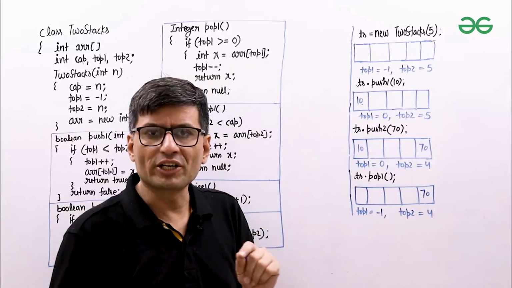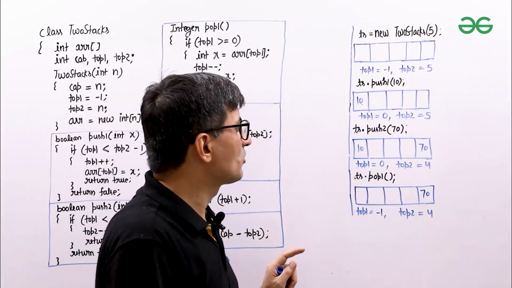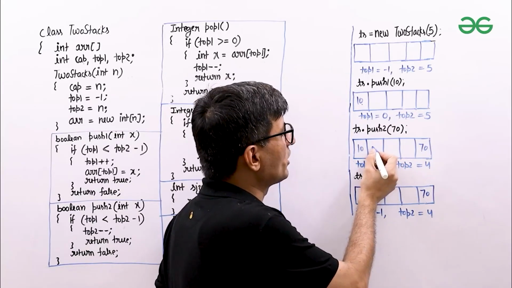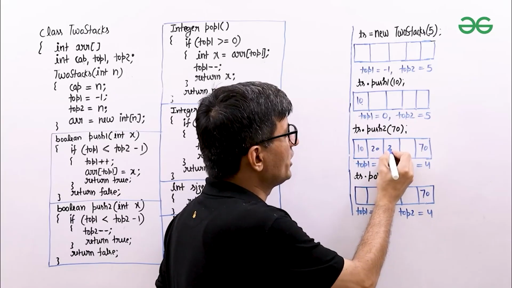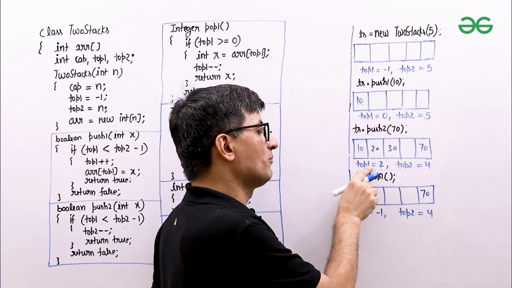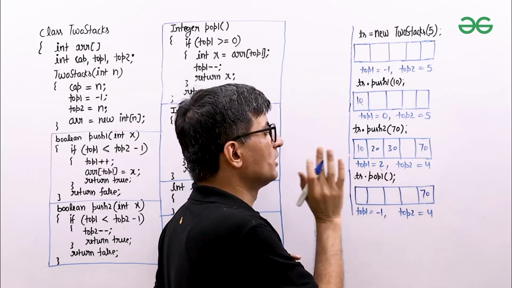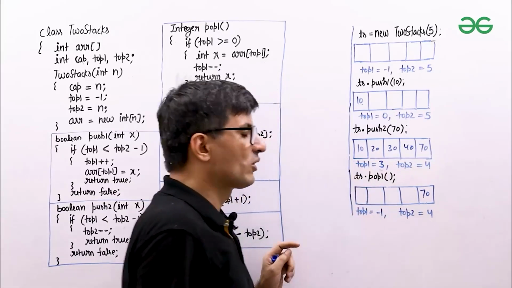So you will be pushing an item only when there is a slot available in the array. And how do you figure out if there is a slot available in the array? See, if I add one more item, say 20, it will come here, top 1 will become 1, then 30, you will make it top 2. So now you can add an item because top 1 is smaller than top 2 minus 1. Top 2 minus 1 is 3 and top 1 is 2. Now if you add one more item, this will become 3.